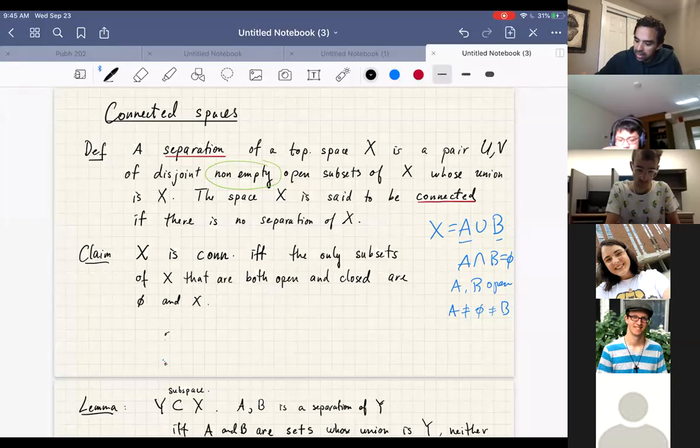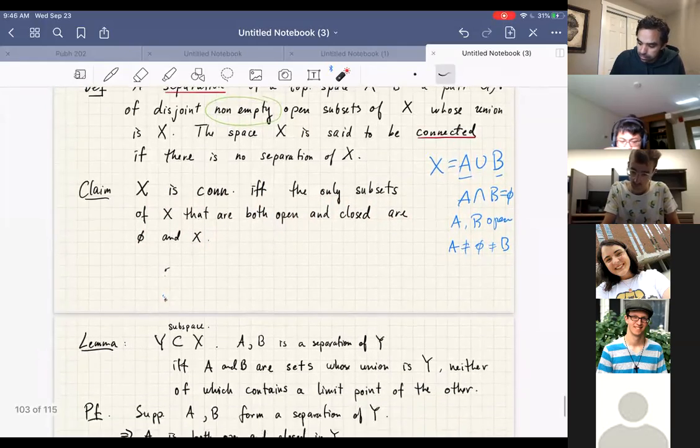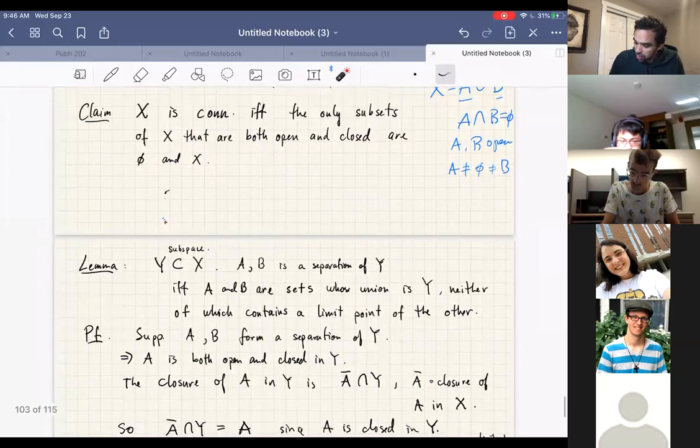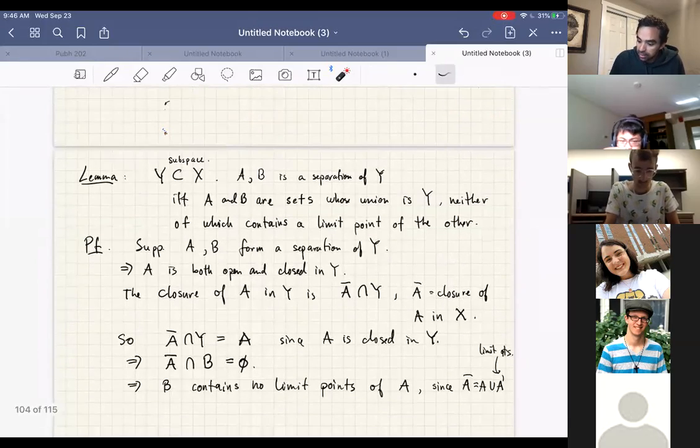So a claim we showed last time is the fact that X is connected, namely there is no separation for X, if and only if the only subsets of X that are both open and closed are the empty set and X itself. So we will be using the following lemma.